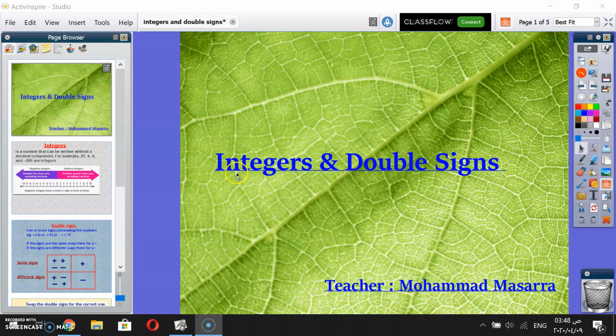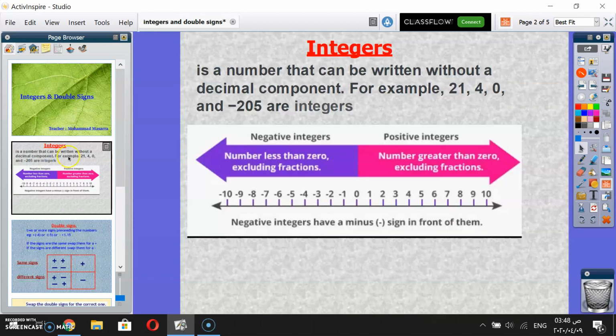Today we are going to talk about integers and double signs. So let's start. What is an integer? It's any number that can be written without a decimal component. For example, 21, 4, 0 and minus 205 are all integers.